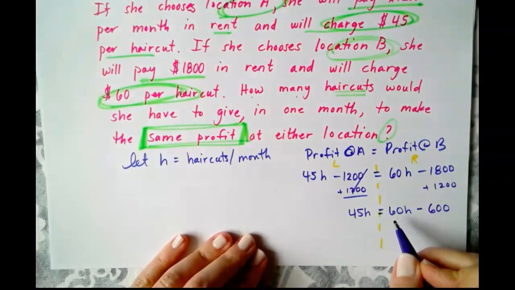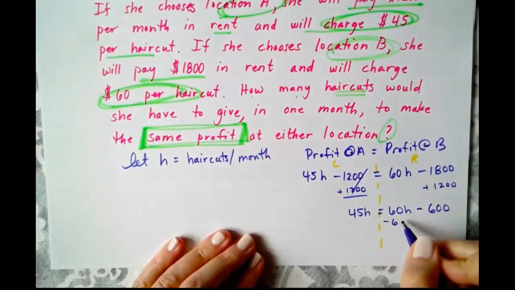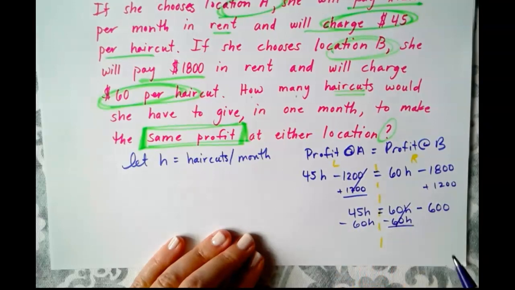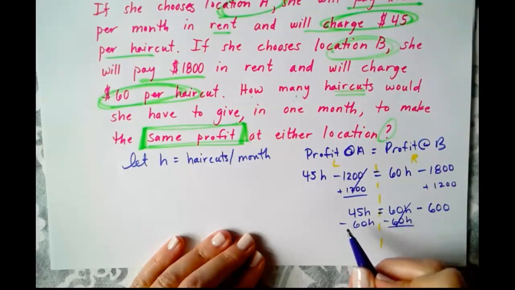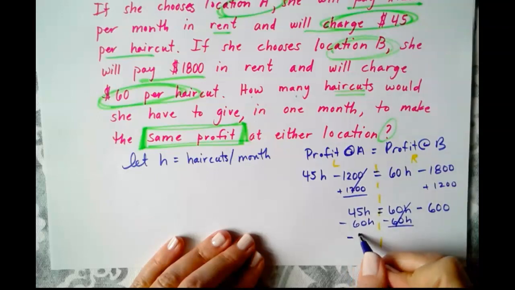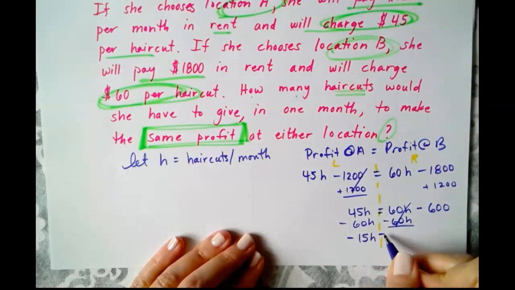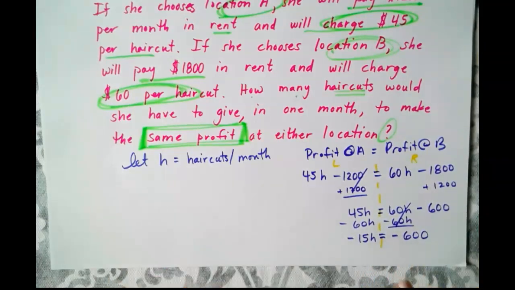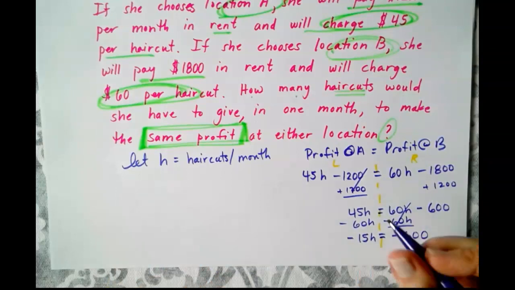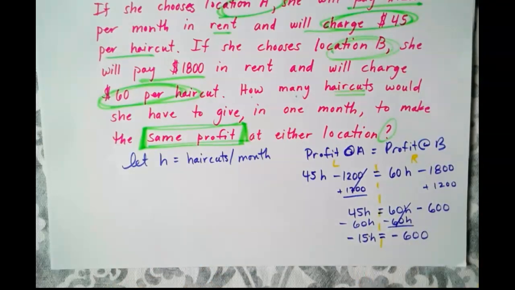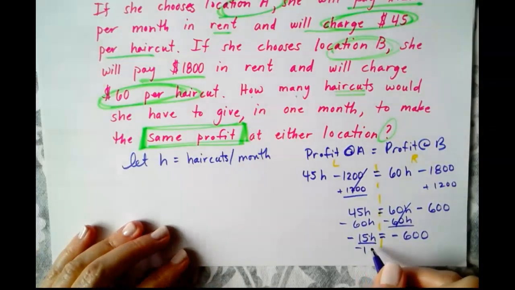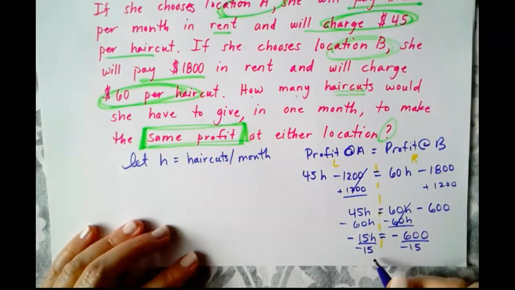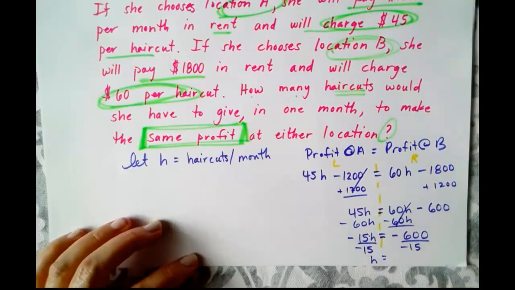Next, let's move this 60H over. So minus 60H from both sides. That's the subtraction property of equality. 45H minus 60H is negative 15H equals negative 600. So now we've got negative 15 times H equals negative 600. So we're going to use the division property of equality and divide both sides by negative 15.